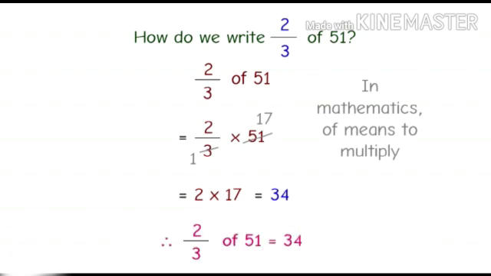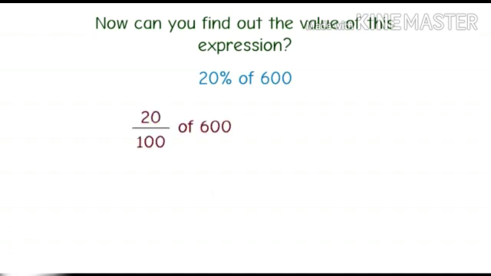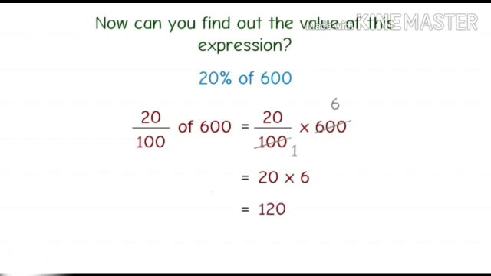Now, can you find the value of this expression? 20% of 600. 20 upon 100 into 600. Cancel 100 in 600, 6 times. 20 into 6, so 120. Therefore, 20% of 600 is 120.